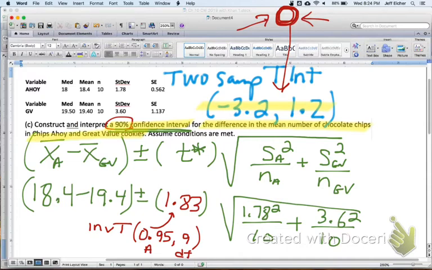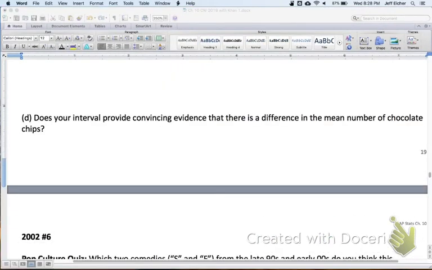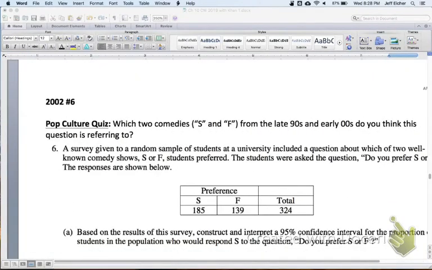Alright, so let's check out the last part of that question, which looks something like this. Does your interval provide convincing evidence that there's a difference? We already answered that. We said no, because 0 is in the interval. Alright, whew, marathon.